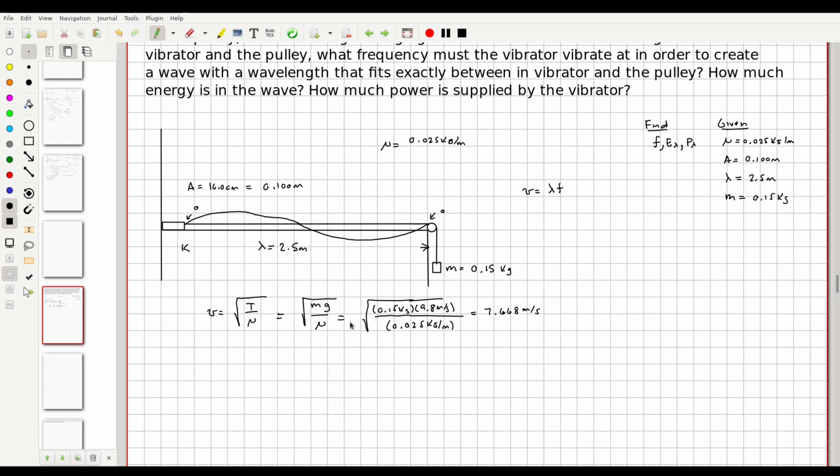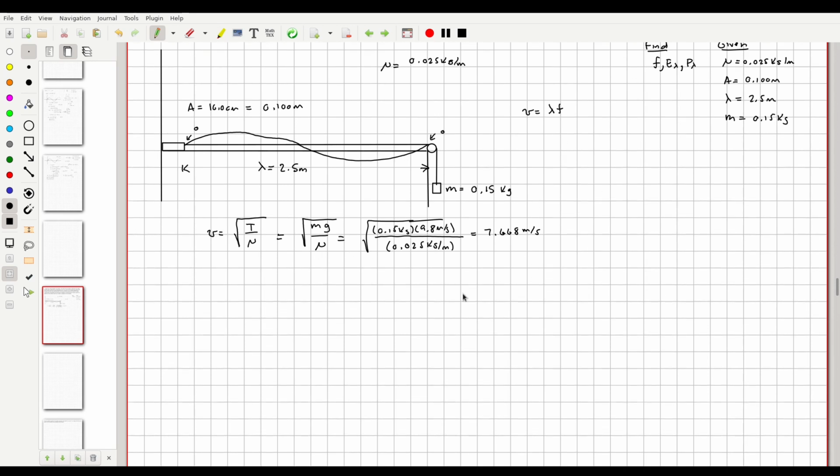So I've been given my v, and I already know what lambda is. I can find the frequency. Frequency is just v over lambda, or 7.668 meters per second divided by 2.5 meters. So let's see here.